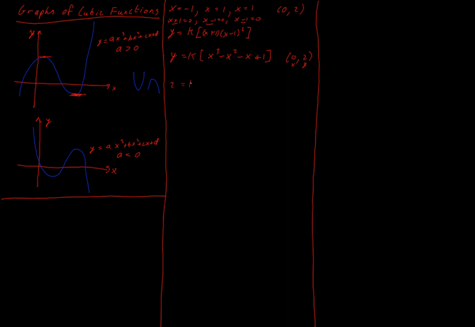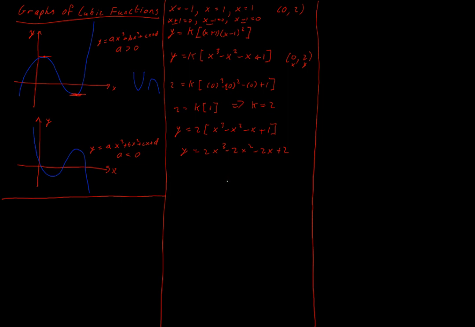So y is equal to 2, k is, we have 0 cubed minus 0 squared minus 0 plus 1. 2 is equal to k times 1. Therefore, k is equal to 2. So y is equal to 2 times (x cubed minus x squared minus x plus 1). y is equal to 2x cubed minus 2x squared minus 2x plus 2.